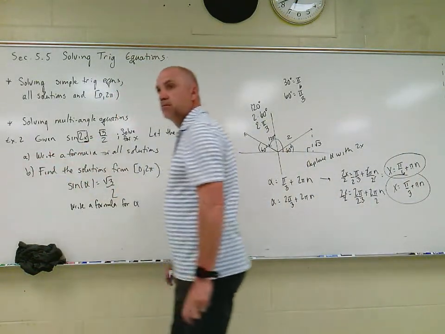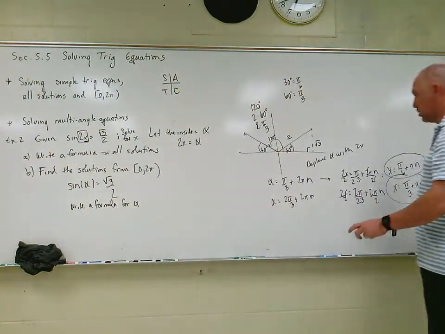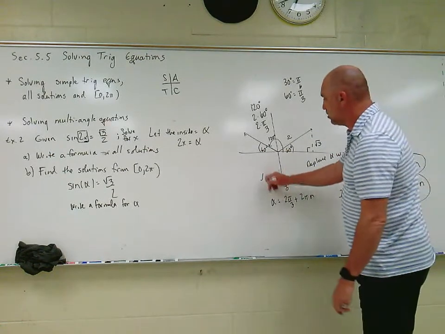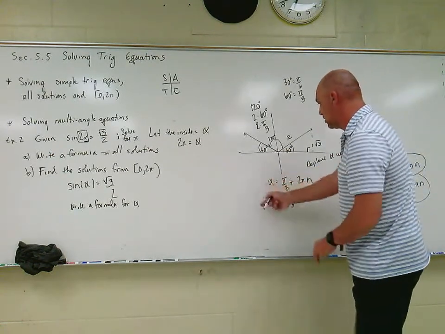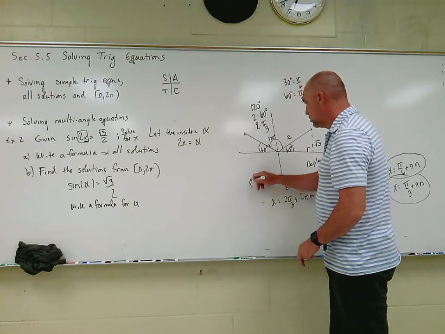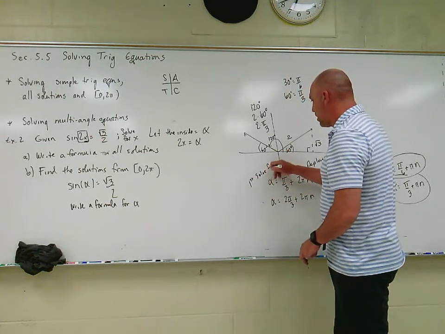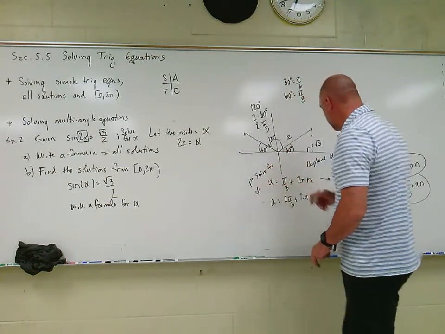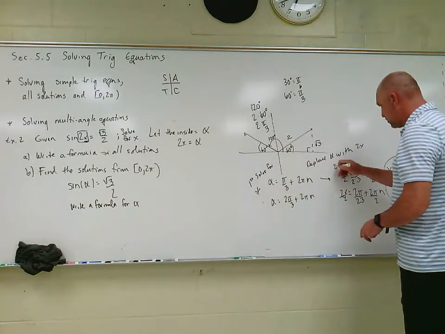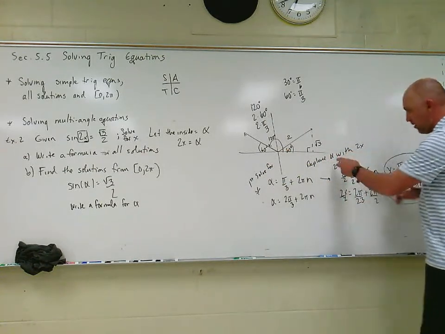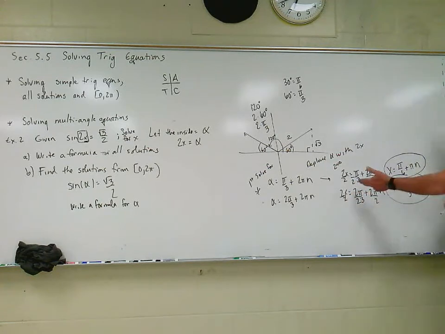Okay, so I had to do an extra layer. So look, first, I solve for alpha. I did that first, see? Second, replace alpha with 2x, did that, and then I just isolated my x there, and I get a formula.